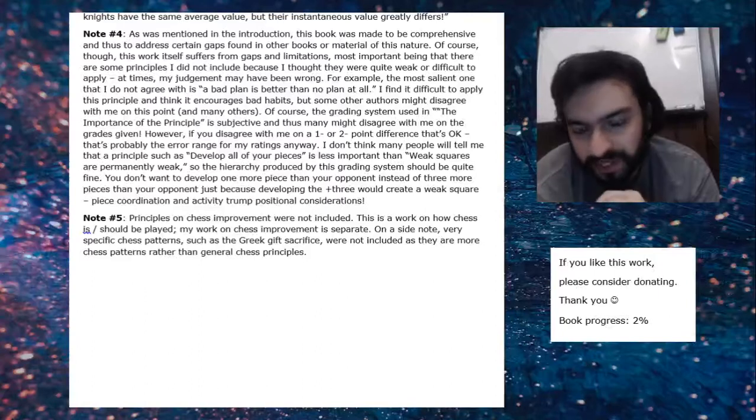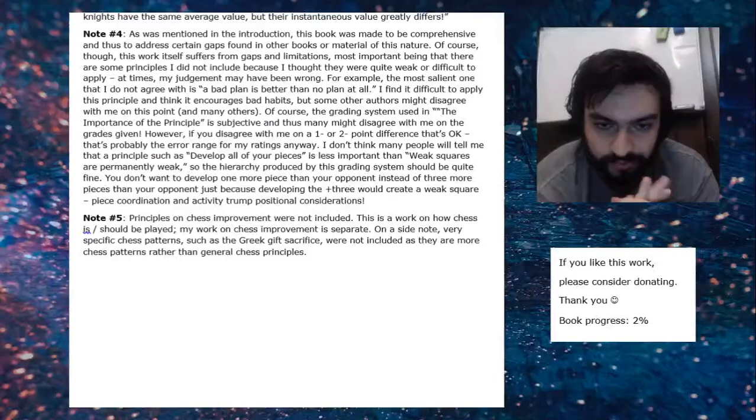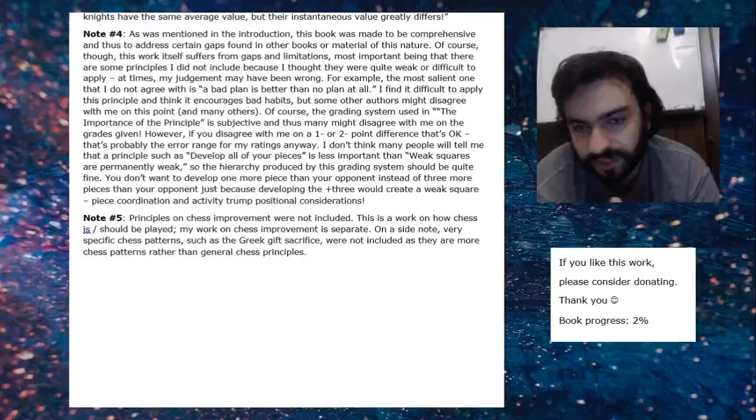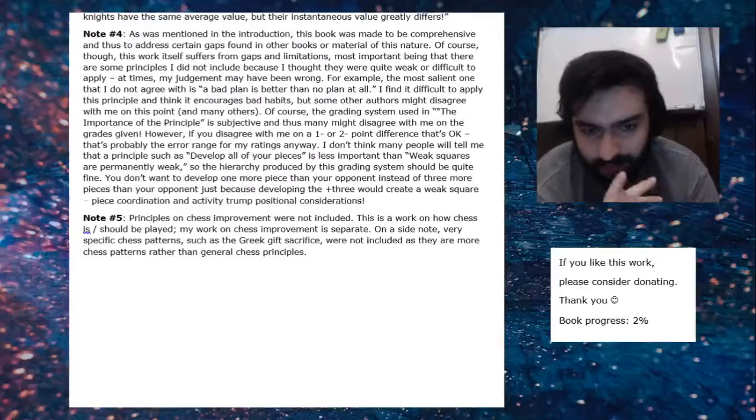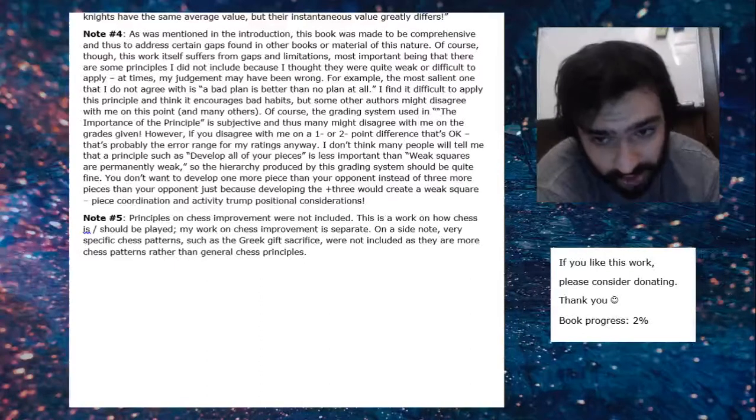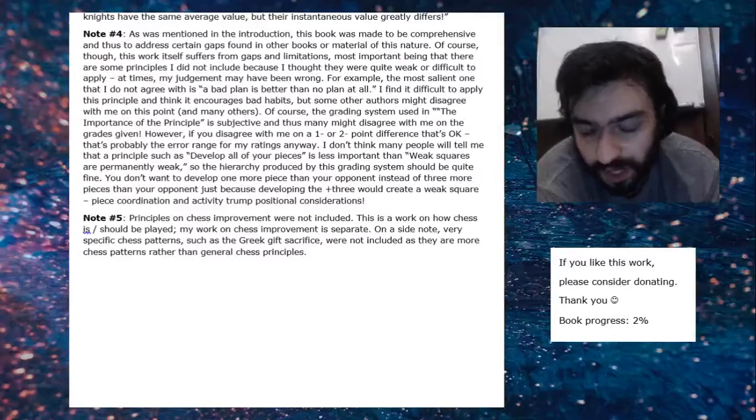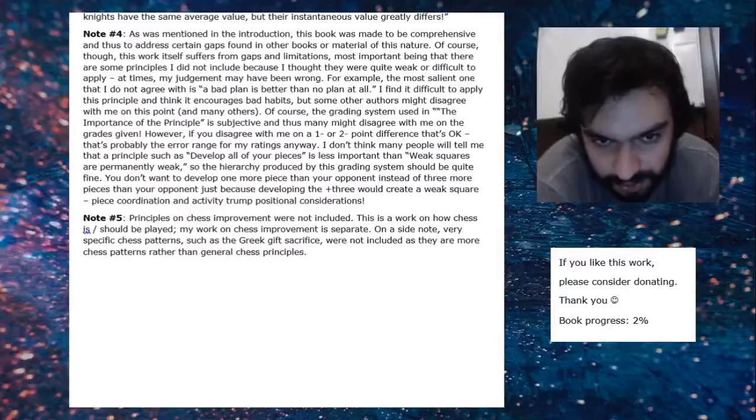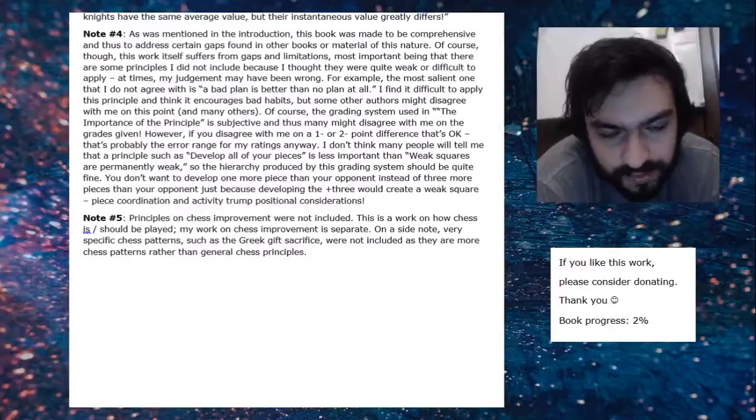I can use my experience of tens of thousands of games to be able to know when the principle applies, when it doesn't, how important is one principle over the other. So the grading system is rather subjective and not objective, which is, I think, more of a strength than a shortcoming, but of course it could be a shortcoming. So that's why I'm explaining this.